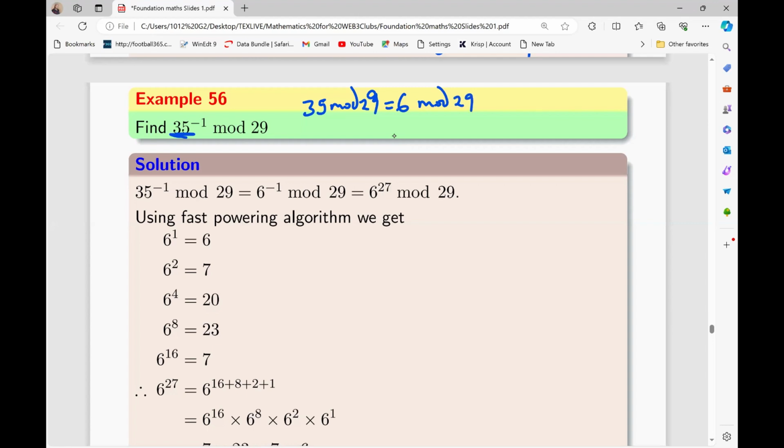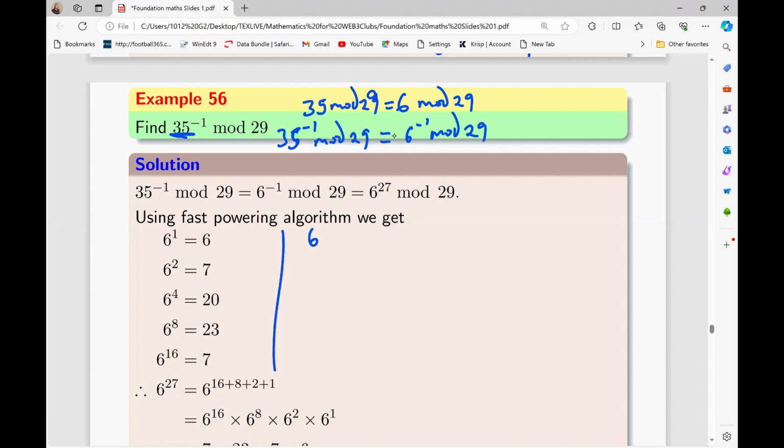So somebody is saying find the inverse of 35 mod 29, and another one is saying find the inverse of 6 mod 29. The two people are telling us the same thing. So instead of finding the inverse of 35, we can deal with the inverse of 6, because 6 is smaller. It's always good to deal with smaller numbers. Let's deal with the 6 now.